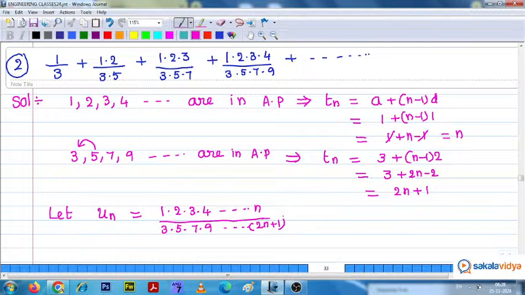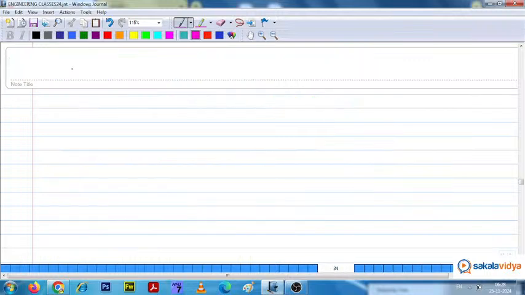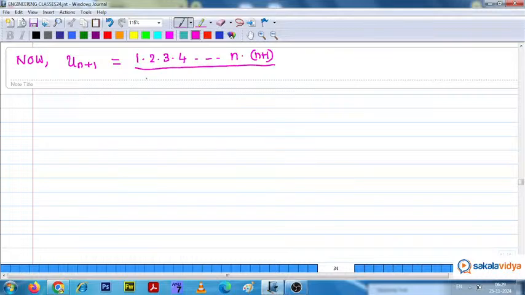D'Alembert ratio test. In order to find out, first we need to find un plus 1. Let us find un plus 1 now. Here already we have 1 into 2 into 3 into 4 up to n. Next number, what is the next number in the place of n plus 1, write down. Divided by 3 into 5 into 7 and so on. Here this is 2n plus 1.